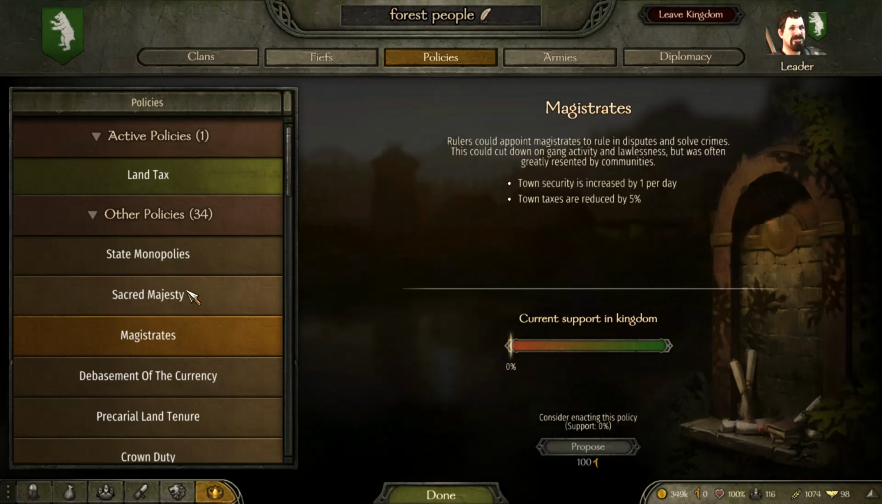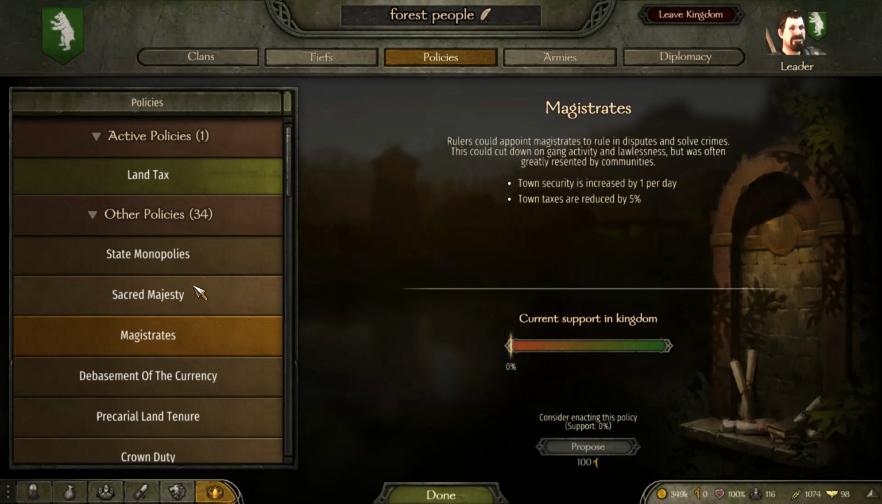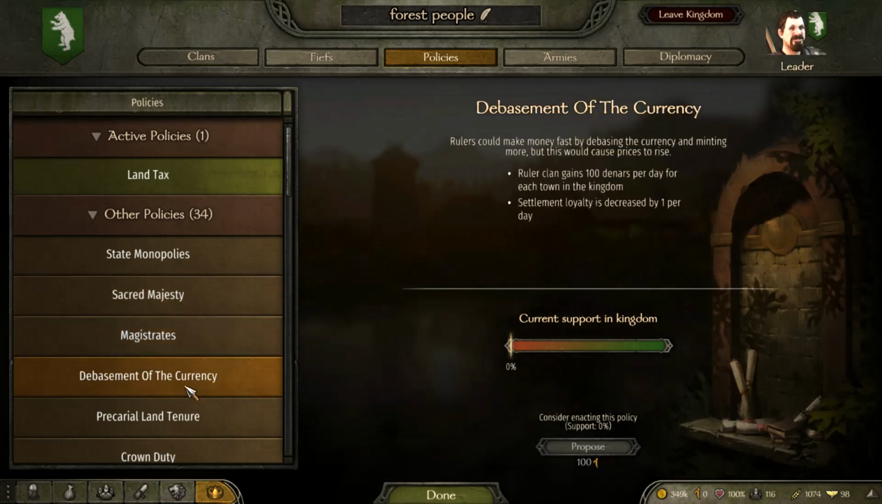Next we have magistrates. So rulers can appoint magistrates to rule in disputes and solve crime. So town security is increased by 1 per day. However, it's going to reduce everyone's taxes by 5%. But obviously, if you've got low security or if you're at risk of a rebellion due to low security, then it could be a temporary one that you could go for, and it could help out a lot. Once you've solved that security, you can then disband this policy, get rid of it, and get that tax back.